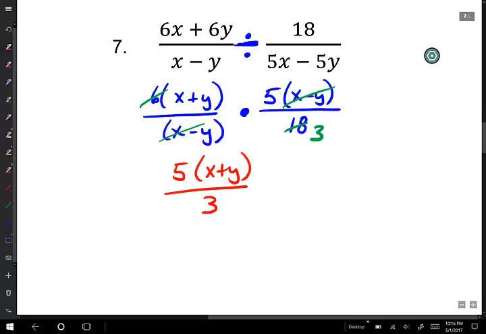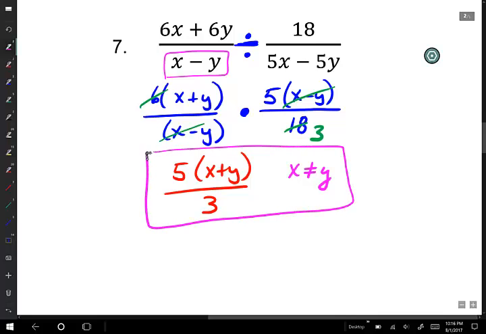What are my restrictions? Well, from the original problem right here, we get x cannot be equal to y. Then we have to look at our other problems. Are there any other restrictions? Well, this x plus y is in the numerator and stays in the numerator, and there's no values over here that will give us another restriction. So that's it for our restrictions there. X cannot just equal y.